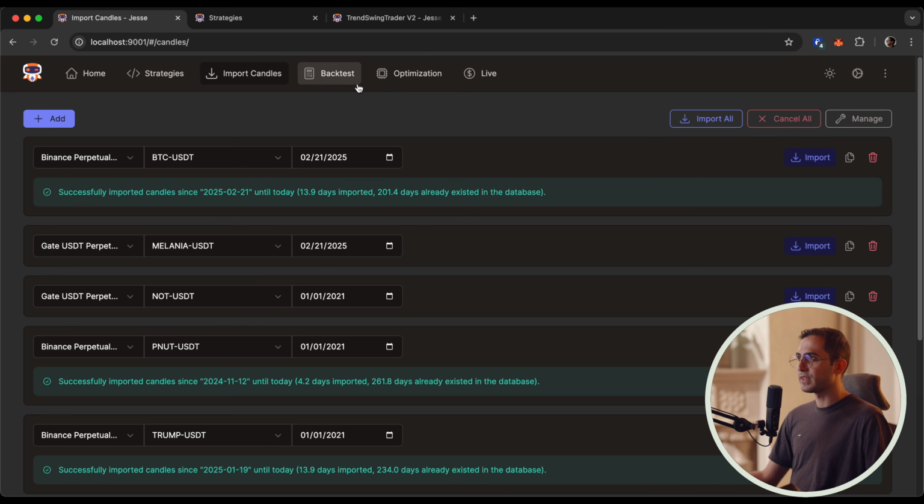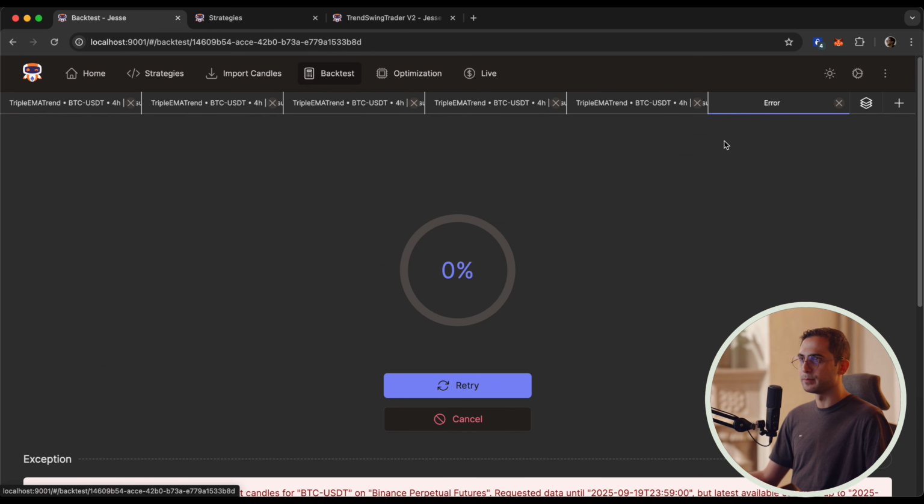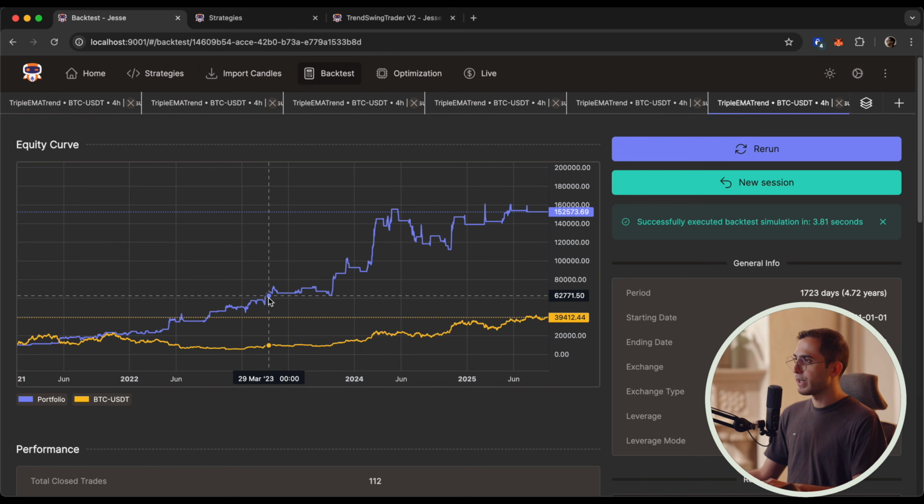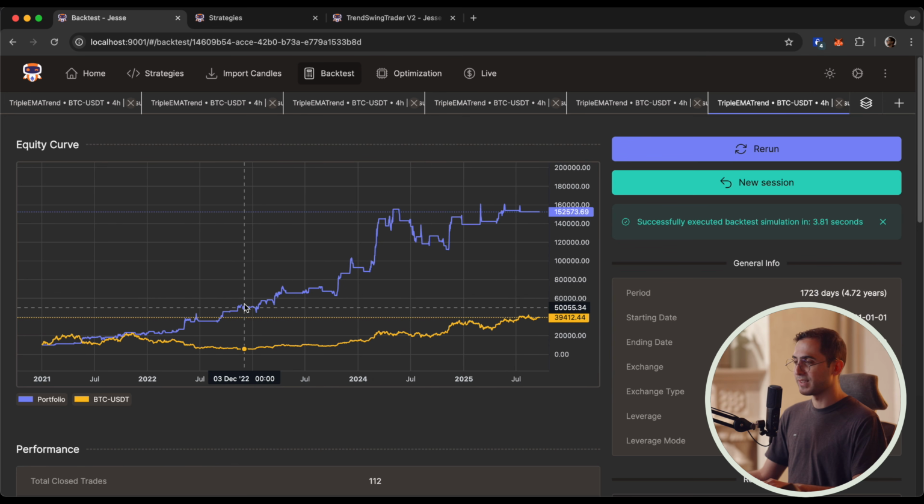Now that we have the candles, if I go back to the backtesting page and rerun this, hopefully it should go just fine this time. Alright, so this is the result of the equity curve. If we started trading this since the beginning of 2021, up until just a few days ago, this would have been how much we made.